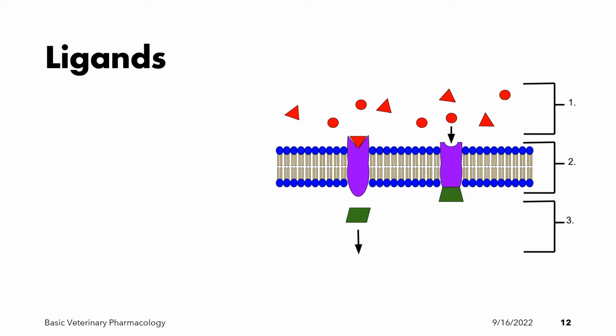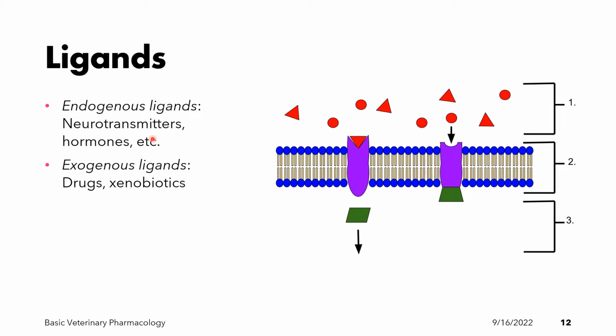The ligands can be classified as either endogenous or exogenous. When we say endogenous, these are substances that are produced or that originate within the living system. Examples of this are neurotransmitters, such as acetylcholine and epinephrine. We also have hormones. Examples of hormones are insulin, glucagon, estrogen, and others.